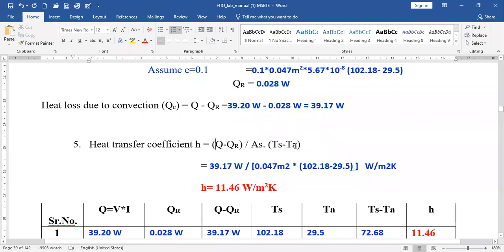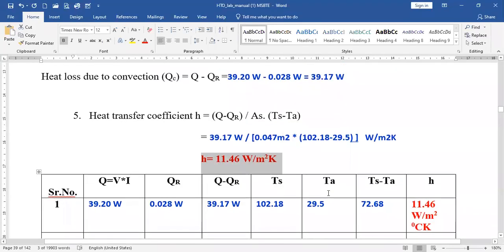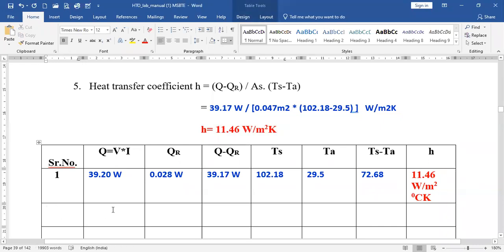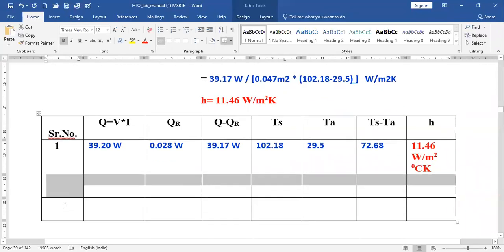So just by putting all these values, we can calculate this H, and this H is calculated as 11.46 watt per meter square Kelvin, right? So on the basis of this calculation, you can write these values or the parameters, that is Q, QR, Q minus QR, TS, TA, TS minus TA, H, and like that. So you can again repeat this procedure by changing the volt, and again you can observe all these things and put this second reading in this table, and likewise you can also calculate the third reading too.